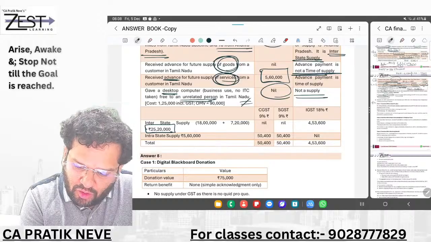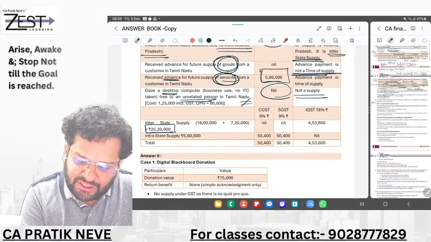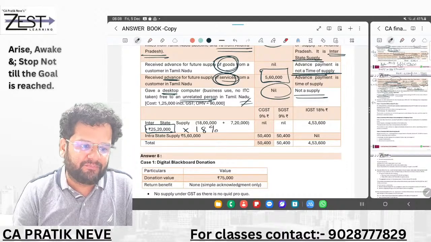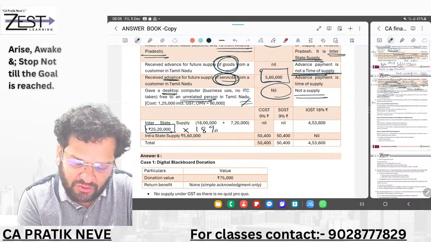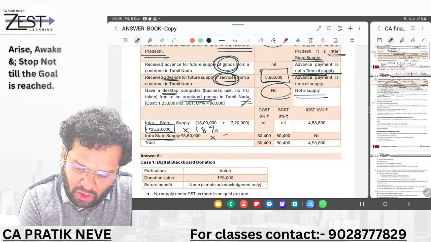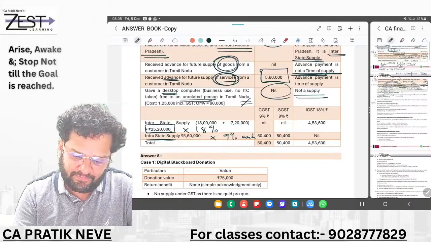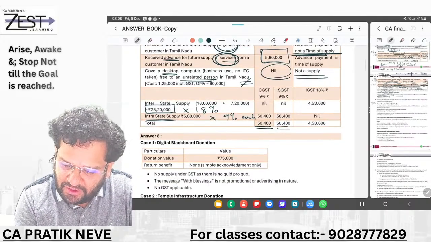So finally, as we discussed, 25,20,000 is the value of interstate supply. On this, calculate GST at 18%. 5,60,000 is the value of intrastate supply. On this, charge GST at 9% each. So these are the answers that we have got.